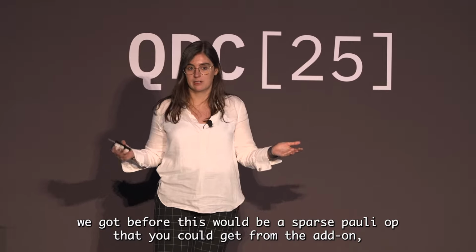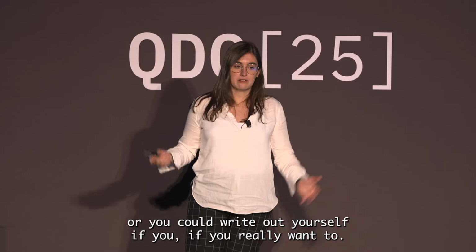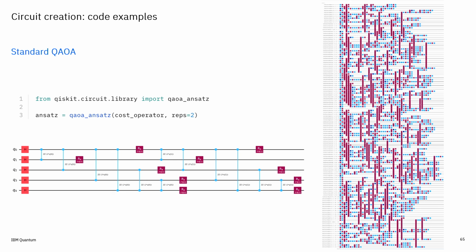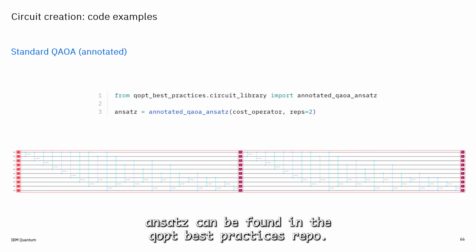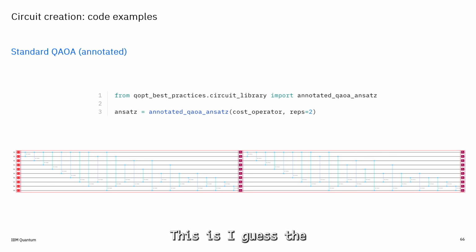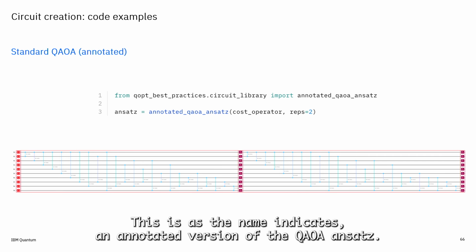This would be a sparse Pauli op that you could get from the add-on, or you could write it yourself if you really want to. A cool extension of this QAOA ansatz can be found in the QOpt best practices repo. This is, I guess, the third repo, if we count Qiskit, that we are going to be touching today. This is, as the name indicates, an annotated version of the QAOA ansatz.